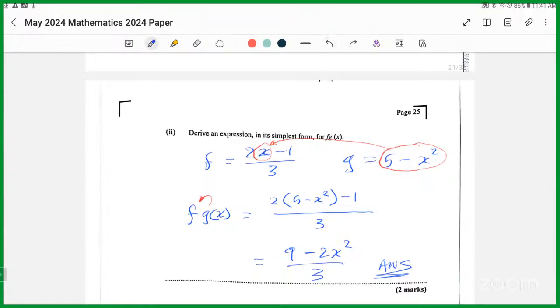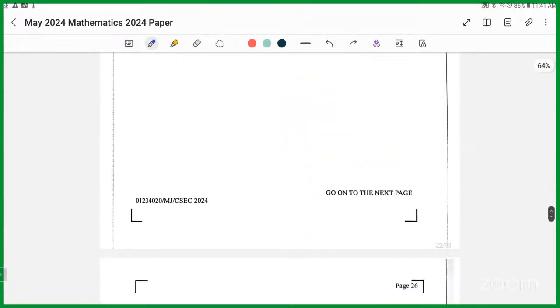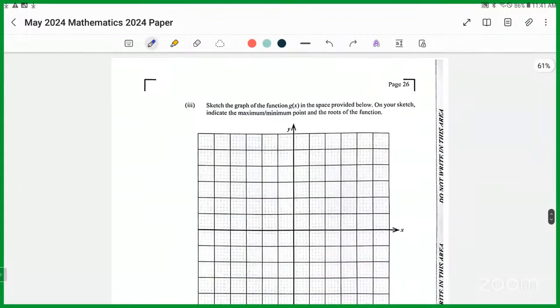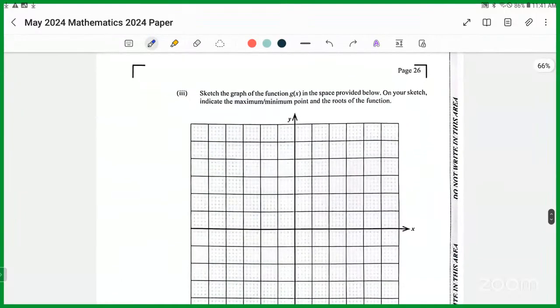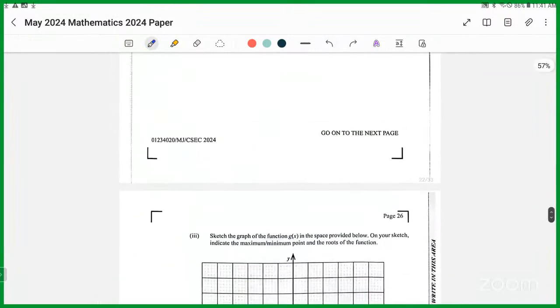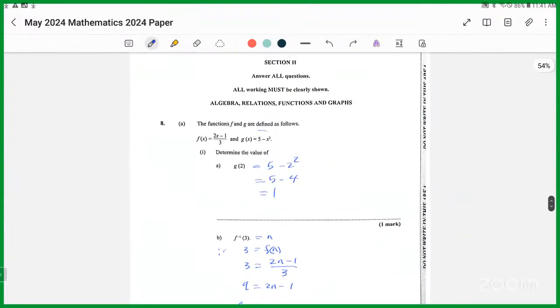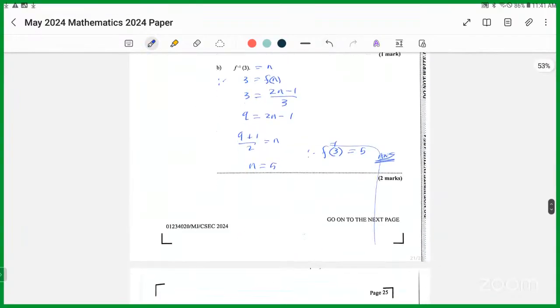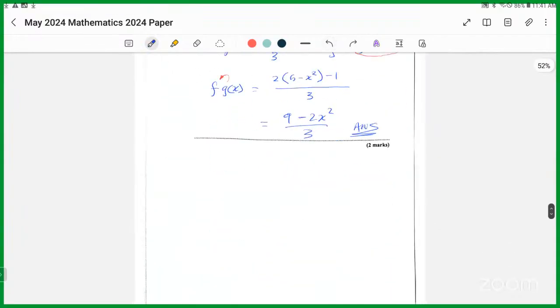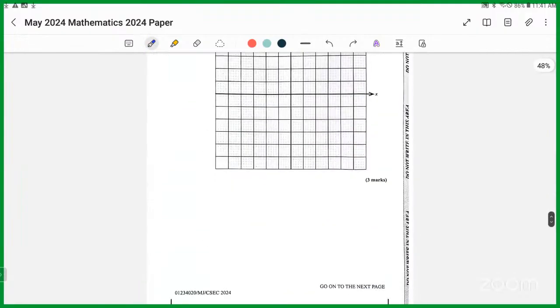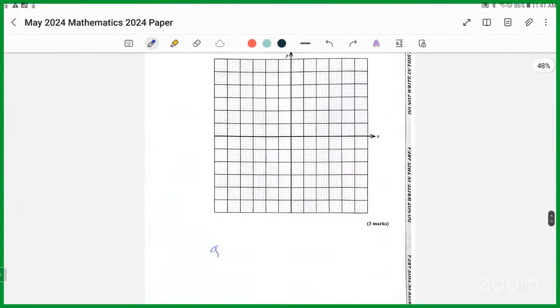Alright, beautiful. Anything else? Number 8. It says, sketch a graph of g of x in the space provided below. On the sketch, indicate the maximum or minimum point and the roots of the function. Wow. So they want us to sketch this quadratic graph, 5 minus x squared. Alright, let me see what the easy way we can do it now, without plotting points. So we want to sketch g of x equals 5 minus x squared.